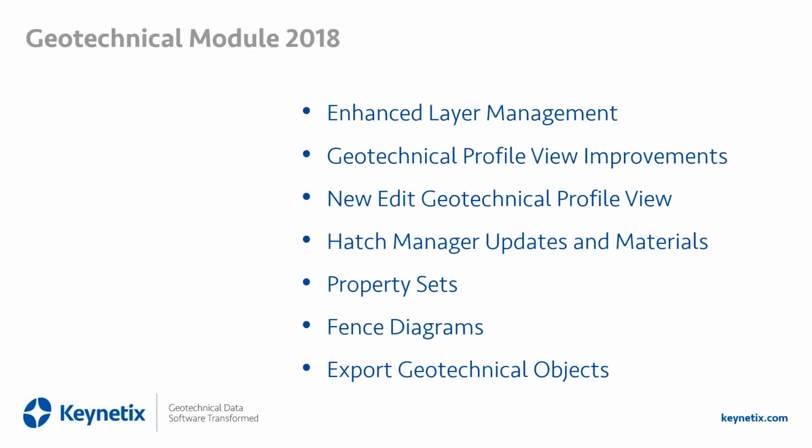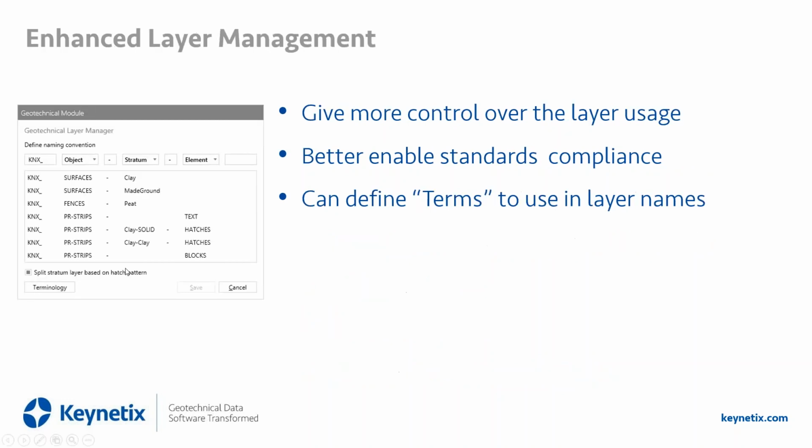So let's get on to the main heart of this presentation, what's new in 2018. These are the main features we're going to cover: the enhanced layer management system, improvements to the geotechnical profile view, the new edit geotechnical profile view command, updates and changes to the hatch manager, property sets. I think the biggie for the 2018 release, the new features, fence diagrams, and the ability to export the geotechnical objects. So I'm going to get cracking on here straight away to keep time going.